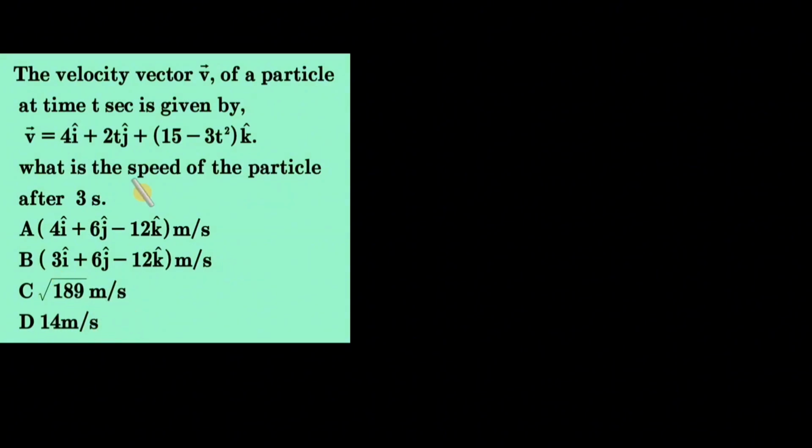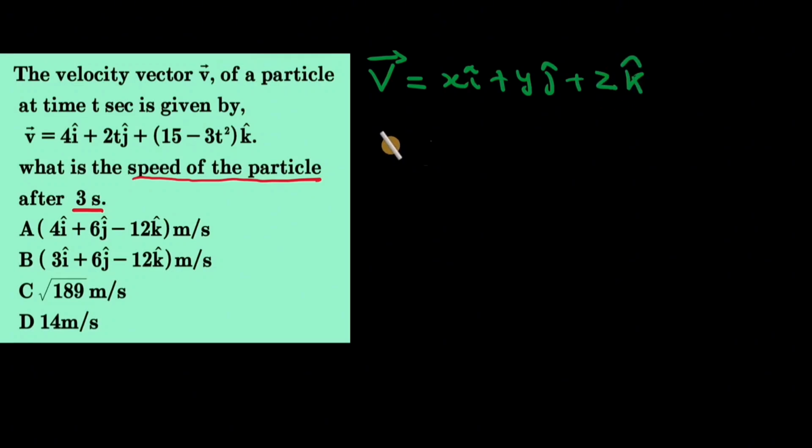Let's find out. Here, I'm required to calculate the speed of the particle after 3 seconds. You know that if a particle has velocity v equals xi plus yj plus zk, then the speed is the magnitude of the velocity v. This is the way the magnitude is symbolized, and this can still be written as v. Speed is a scalar and it does not carry a bar like velocity.